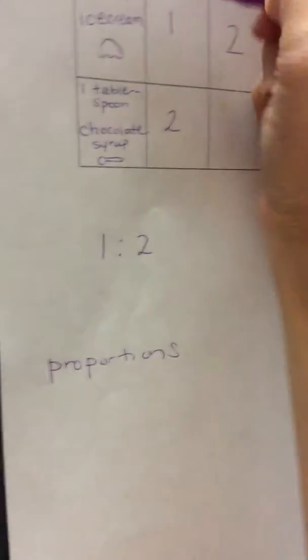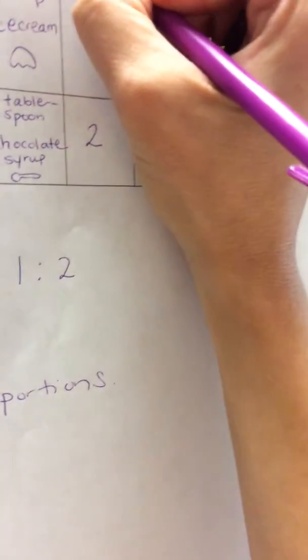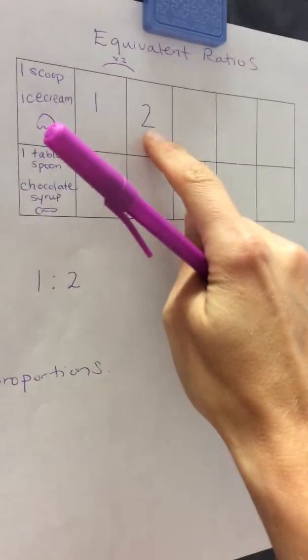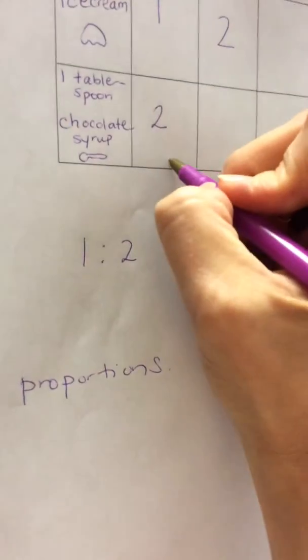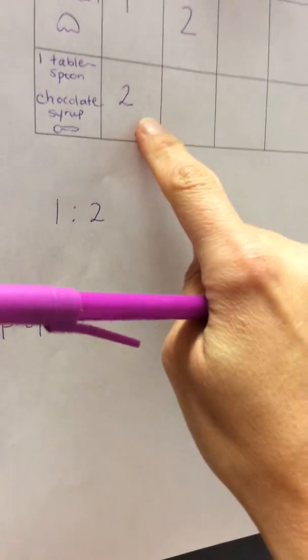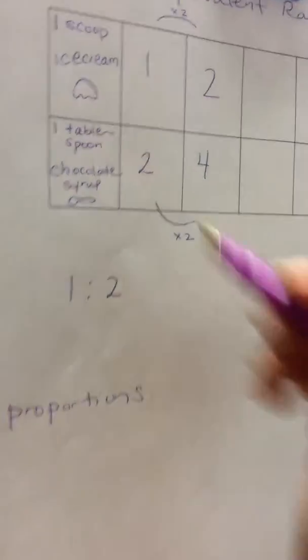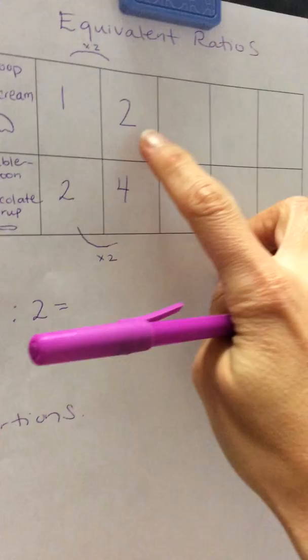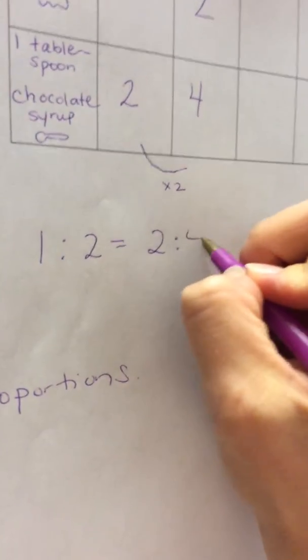So what did we do to 1 to get to 2? Well, we multiplied it by 2. In essence, we doubled it as well, right? So if we're multiplying this by 2 to get 2, we're going to have to multiply the chocolate syrup by 2 as well. We're going to double the chocolate syrup, okay? And we know that 2 times 2 is 4. So the ratio 1 to 2 is also equal to 2 to 4. We're going to write it like this.